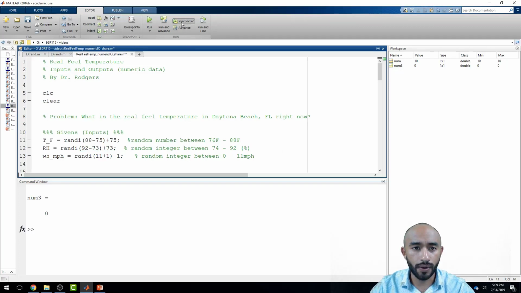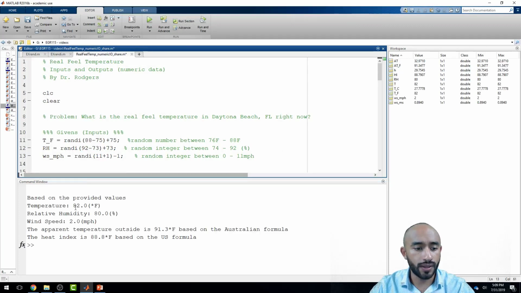Running and testing my program, we can see that the randomly generated temperature was 82 degrees Fahrenheit, the randomly generated humidity is 80, and the randomly generated wind speed is 2 miles per hour. All of these three parameters are within the range that we specified, and we ended up feeling a temperature of 88.8 degrees Fahrenheit.